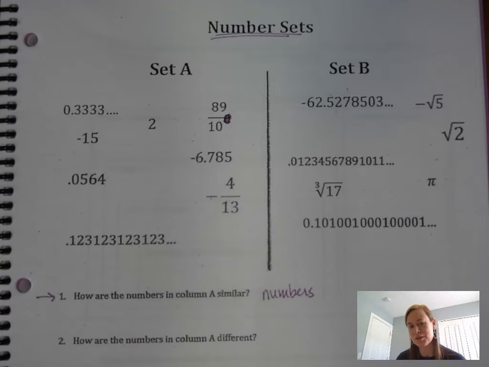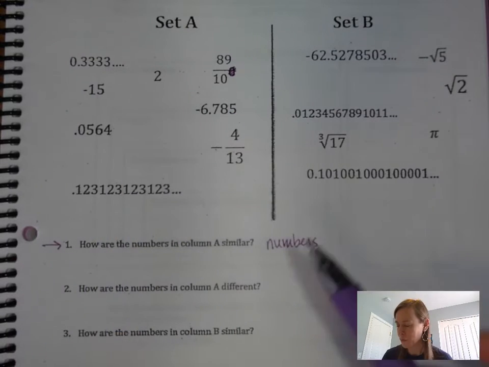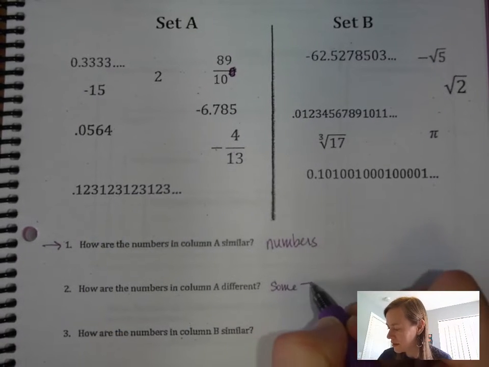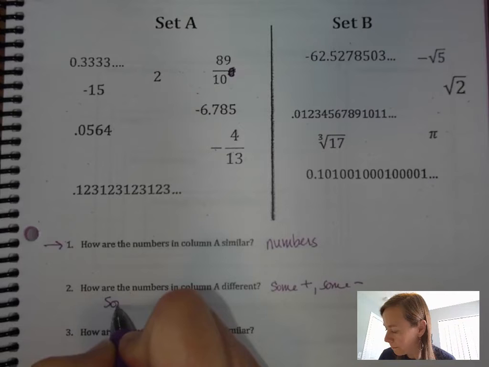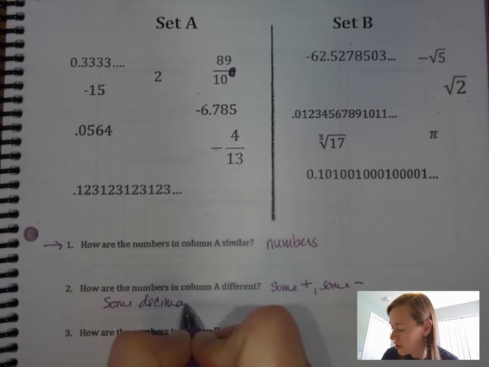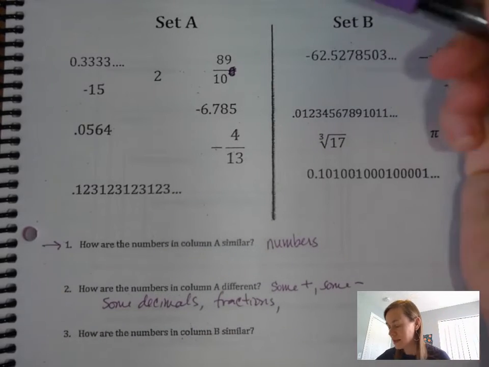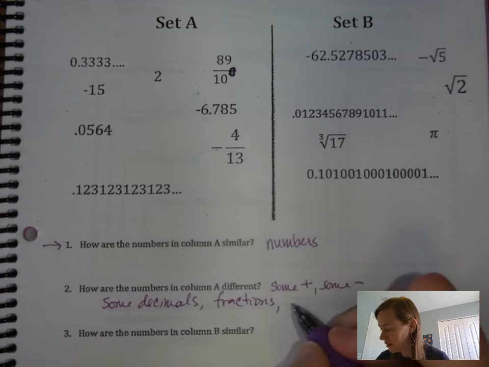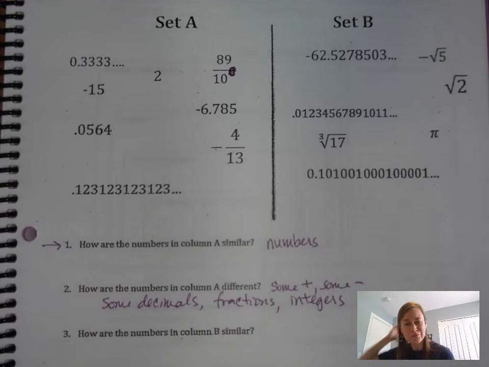Let's go on to question number 2. How are the numbers in column A different? That's a little bit easier to answer. Okay, so set A, how are these different? Well, you have some positives and some negatives. What else do you have? You have some decimals. You have some fractions, decimals, fractions. You have some integers like 2, -15. Those are your integers. Yeah, that's pretty much how they're different, right?